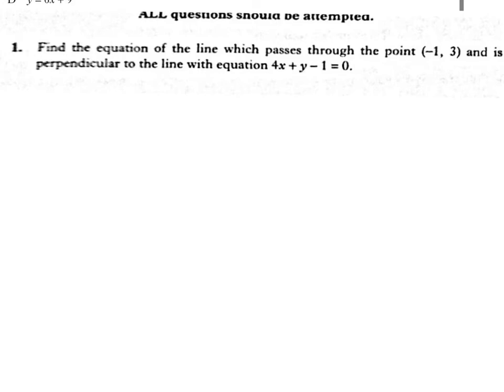Section 15, question 1. Find the equation of the line which passes through the point (-1, 3) and is perpendicular to the line with equation 4x + y - 1 = 0. Well, first of all, to find the equation of a straight line, we need a point and a gradient. We've got the point, we need the gradient. So we know that the line is perpendicular to this line.